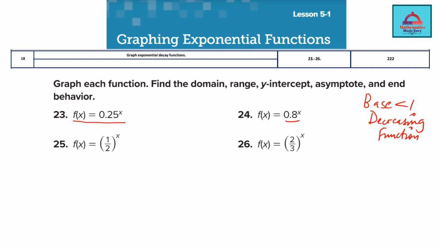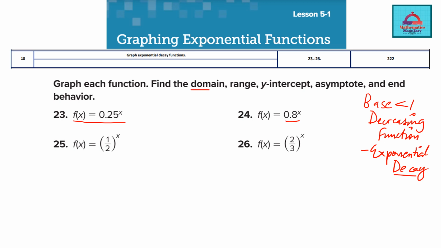These are graphs of exponential decay. Why is it exponential decay, or exponentially decreasing? Because the base to which the power x is raised is less than 1. So that's one thing you know before even drawing the graph.